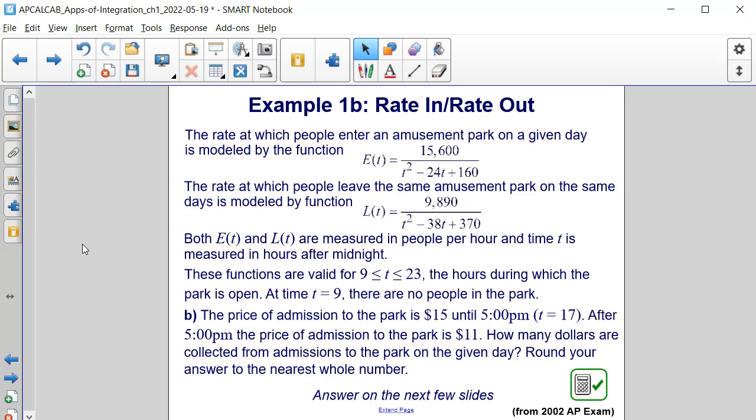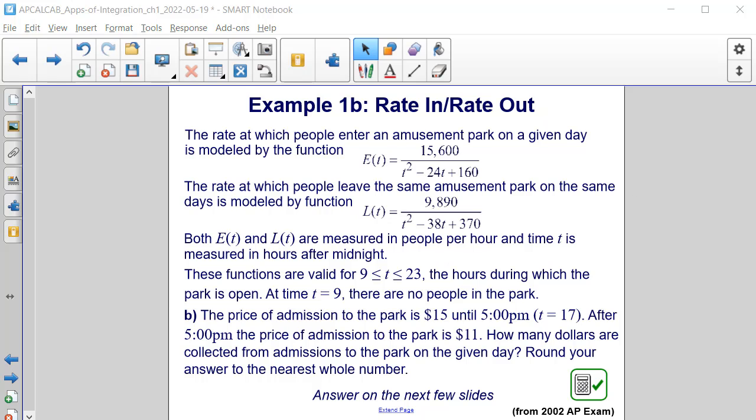Now let's answer question B. The price of admission to the park is $15 until 5 p.m., or time is equal to 17 that we've found before. After 5 p.m., the price of admission to the park is $11. How many dollars are collected from admissions to the park on the given day? Round your answer to the nearest whole number.